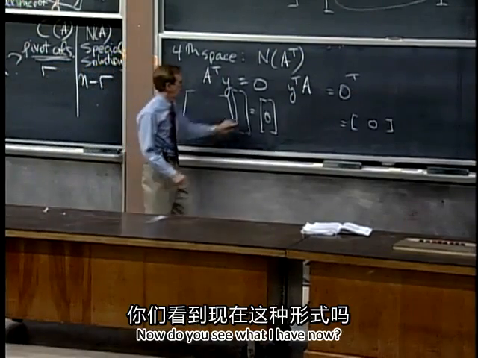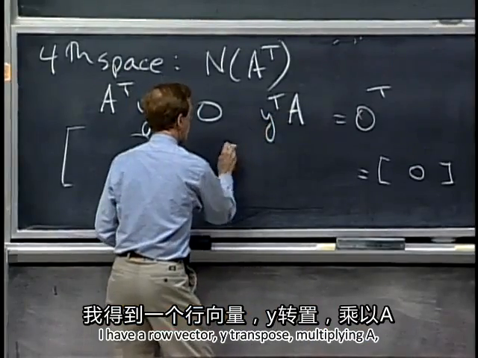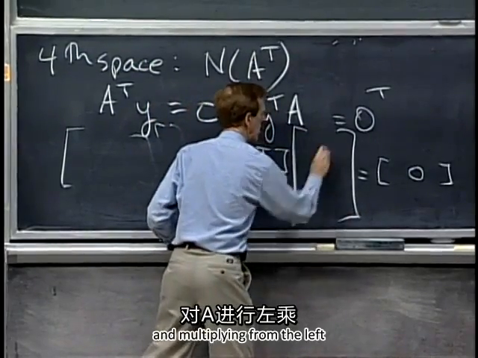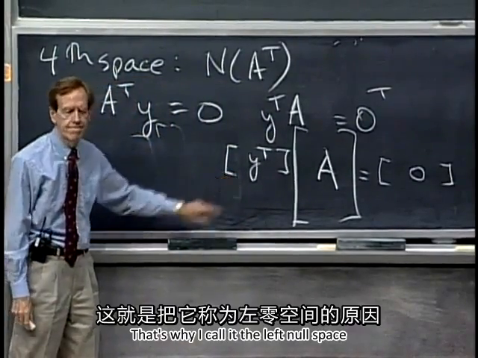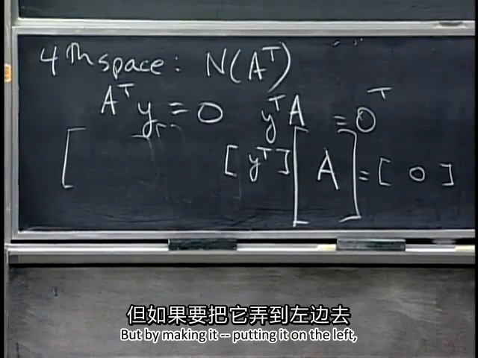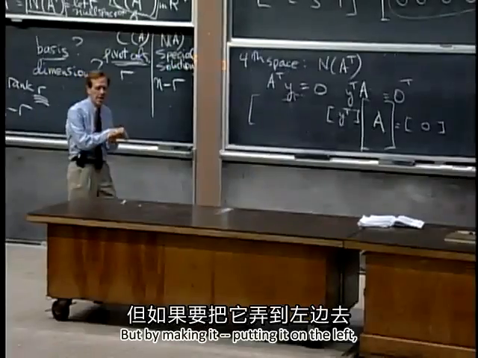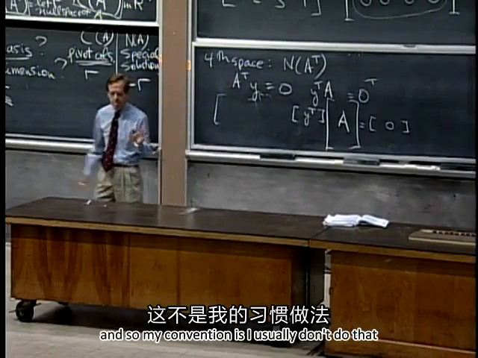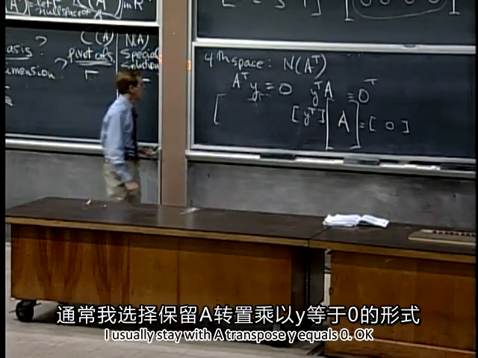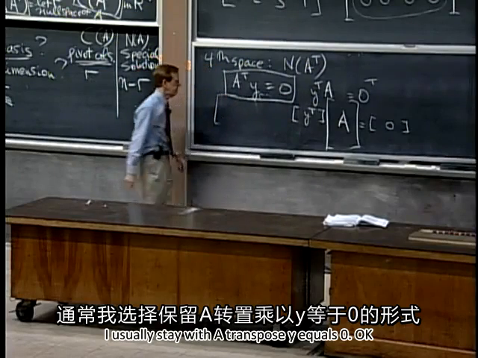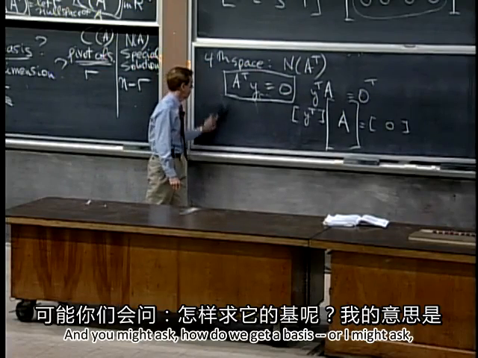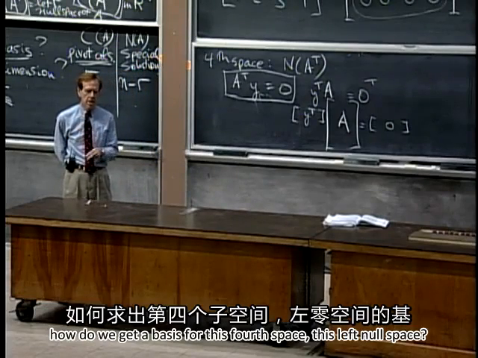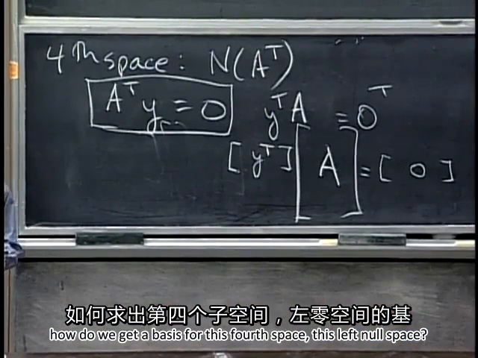Now, do you see what I have now? I have a row vector, y transpose, multiplying A, and multiplying from the left. That's why I call it the left null space. But by putting it on the left, I had to make it into a row instead of a column vector. And so my convention is I usually don't do that. I usually stay with A transpose y equals 0. Okay. And you might ask, how do we get a basis? Or I might ask, how do we get a basis for this fourth space, this left null space?